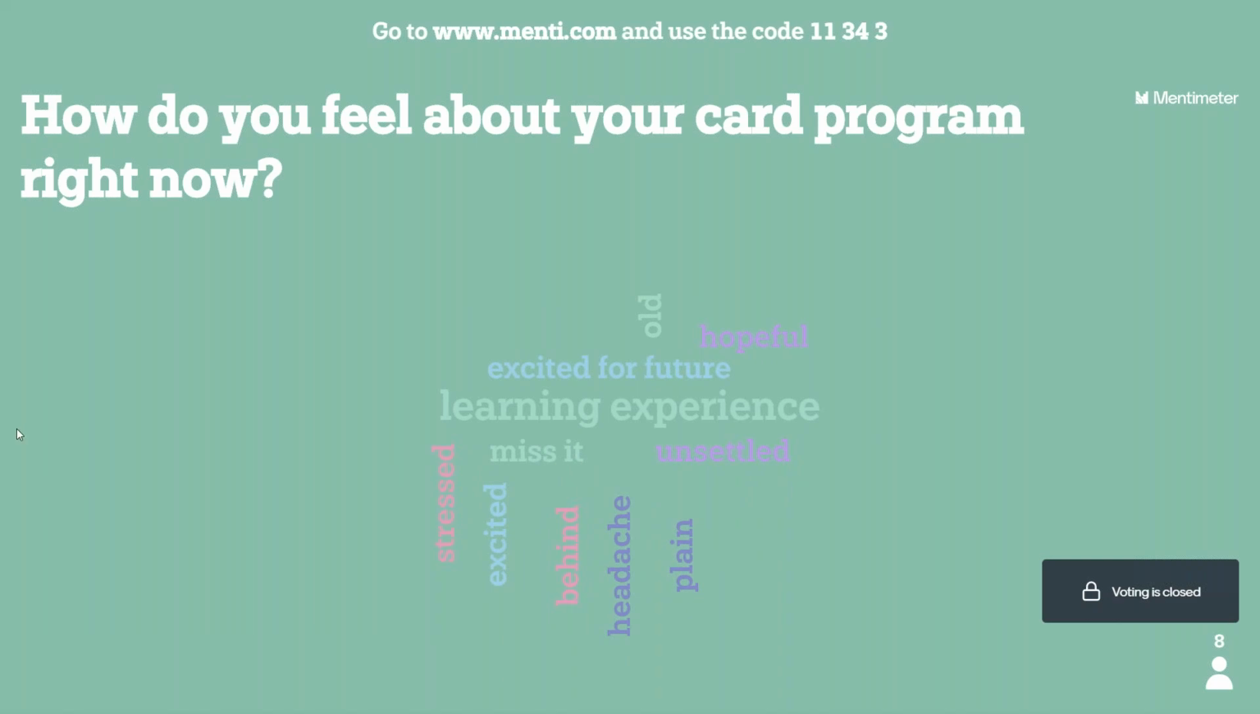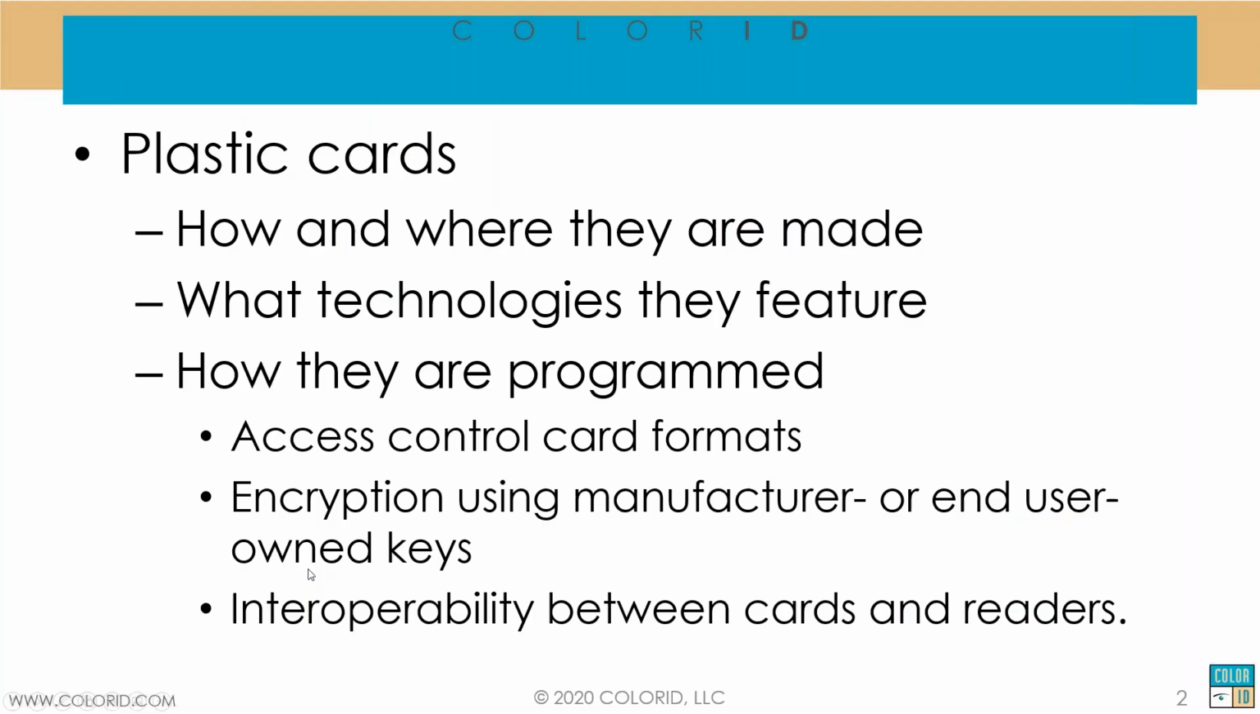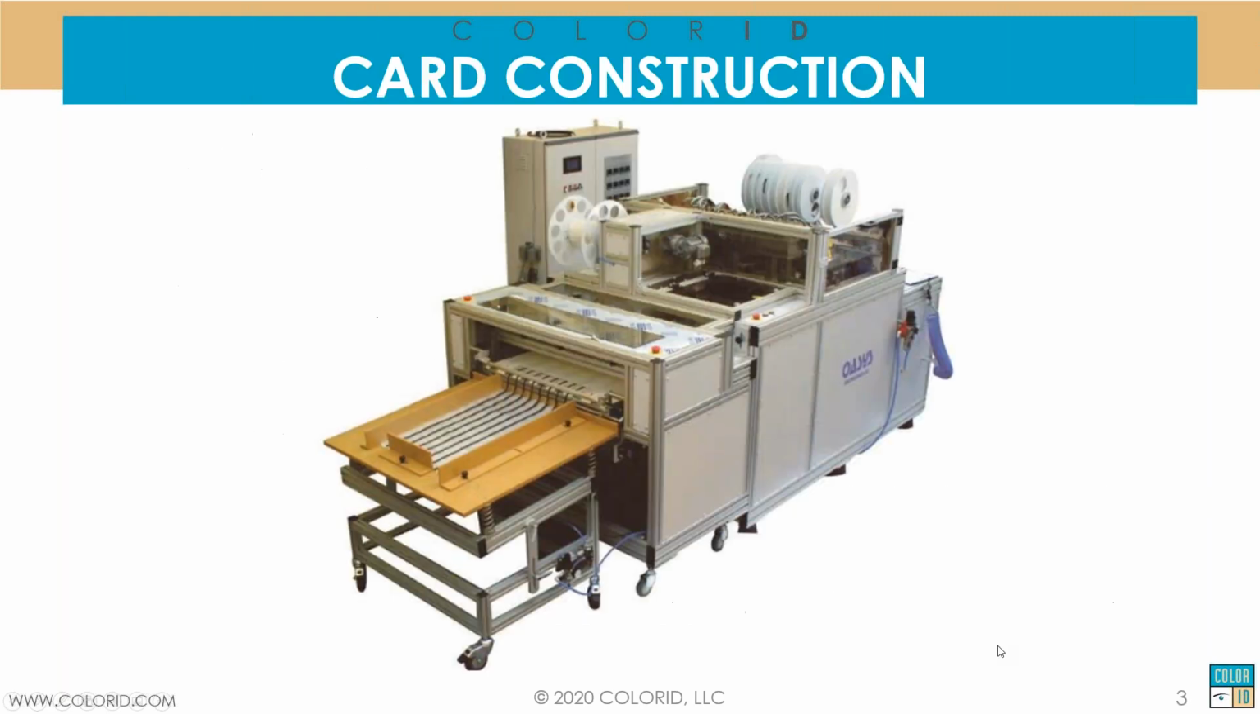And interesting responses there. It is definitely unsettled times. I don't know quite what to expect. However, when we get to plastic cards, we kind of do know what to expect because they've been with us for a long time and they will be with us for a while longer. So today we're going to talk about how and where they are made, what kind of tech you can get in those cards, and how that tech is programmed, which will include access control card formats, a perennial favorite, and then encryption and interoperability. So let's get started.